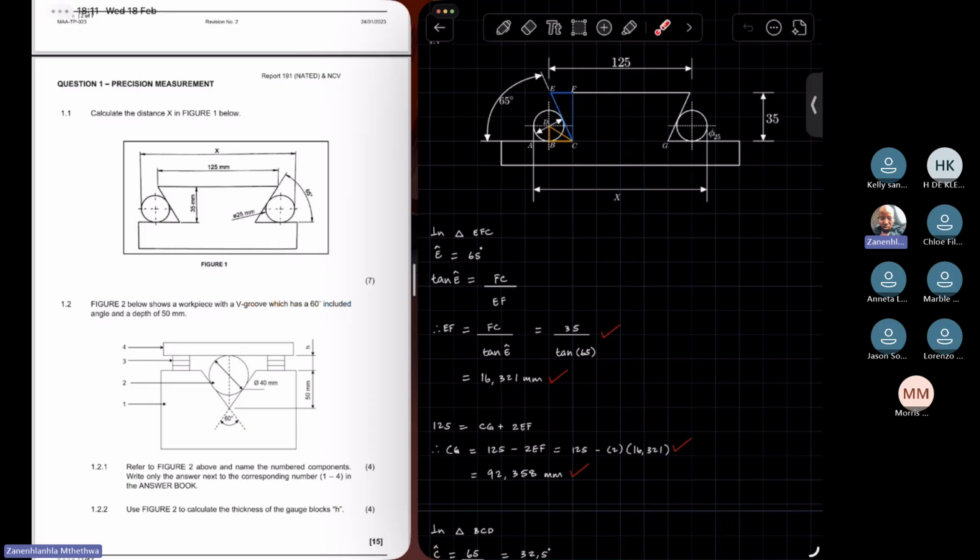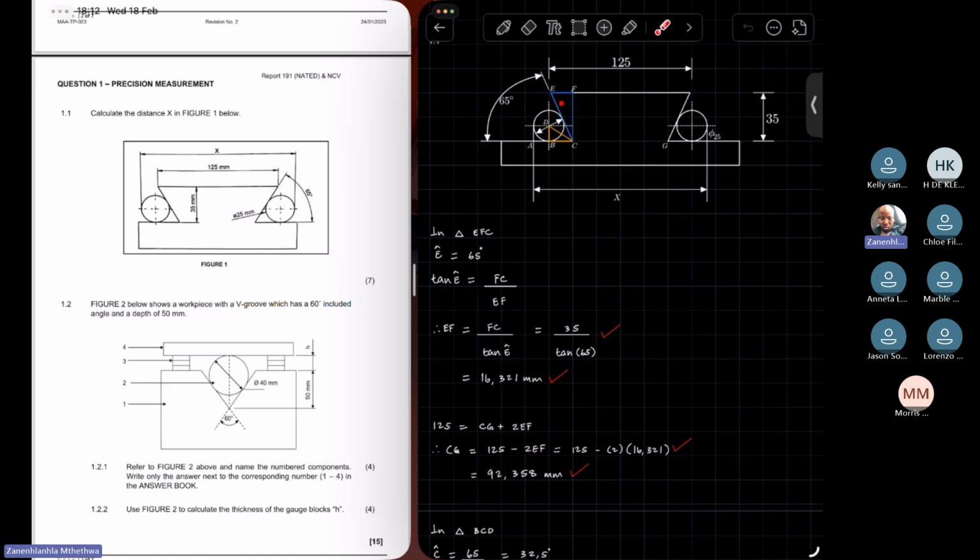Number two, in having to calculate CG, how are you going to get to calculating CG? You are given this distance, which is 125. We know that again the left hand side is equal to the right hand side. So if you draw this triangle, if you get that distance EF, you will inadvertently get this distance here. So you had two choices here. You could have drawn this triangle on this side or on this side. Either way, that measurement is going to be the same. So again, here you work out your angles.